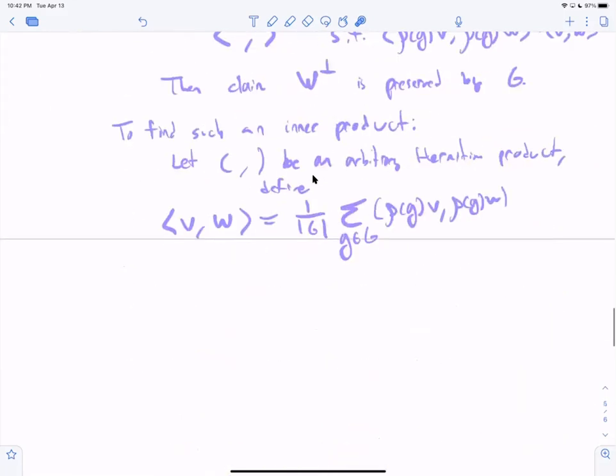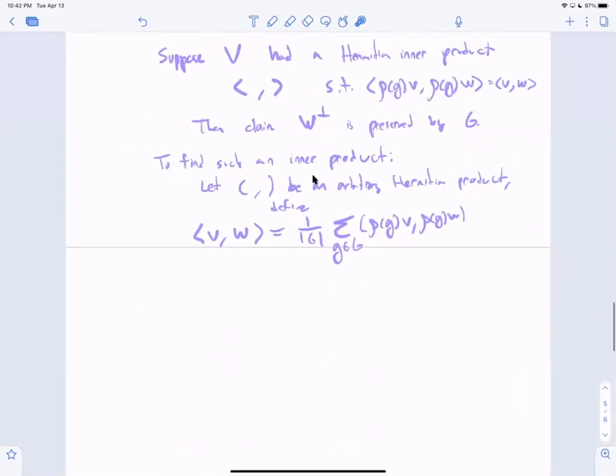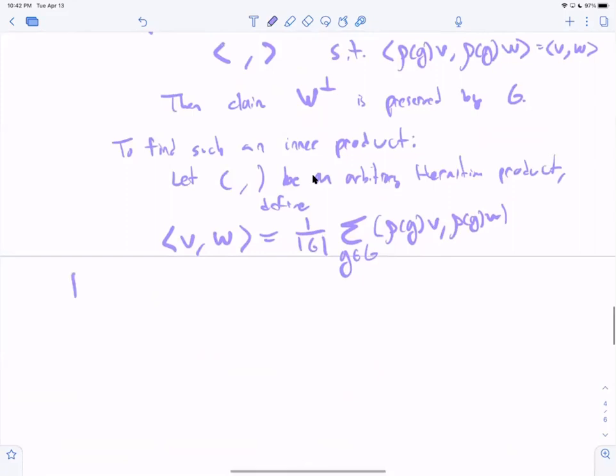And the proof in general, and why did I work with the complex numbers for this proof?